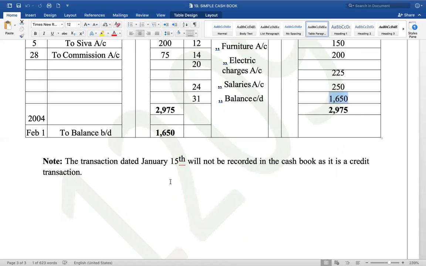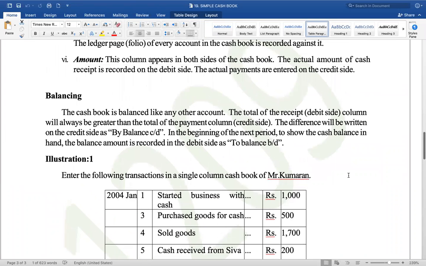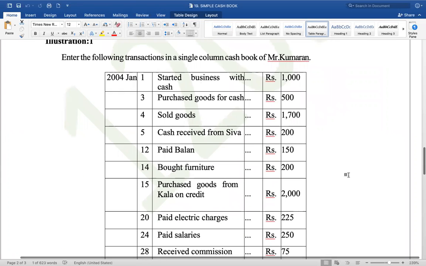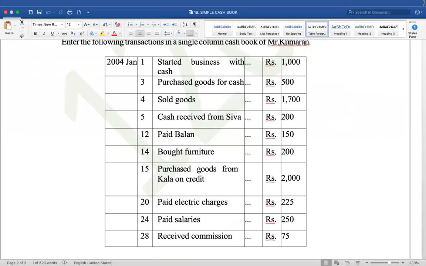The transactions dated on 15th will not be recorded in cash book because it's a credit transaction. That's what one of our friends said. So please ask me any doubts here before we go to the next. No, sir. No doubt.